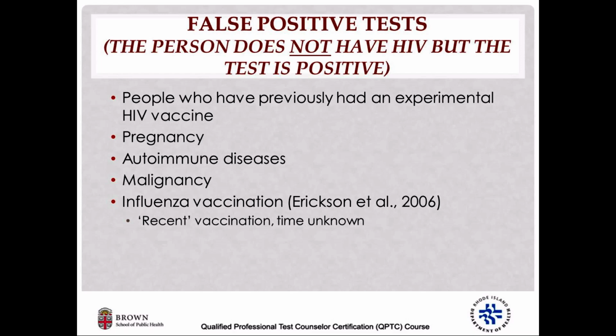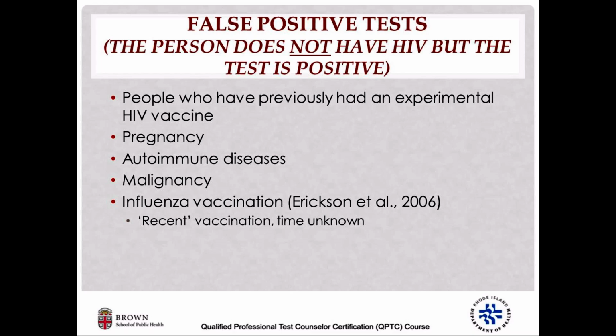False positive HIV tests, this is when a person does not have HIV, but the test is positive. This is why it is important to remind people that this first test is a preliminary positive and that occasionally people can have positive tests when they do not have HIV. We see people that have previously participated in experimental HIV vaccine trials, where they develop some antibodies to HIV even though they don't have HIV.